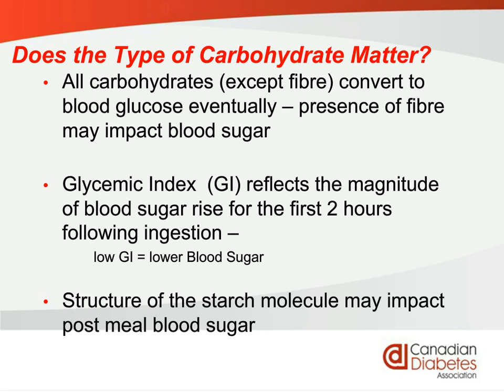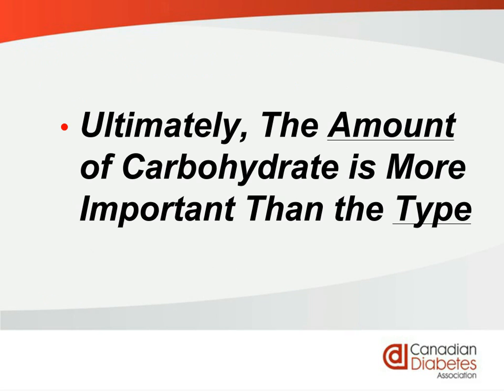Something with a low glycemic index is going to turn into sugar more slowly. So after 2 hours of eating something with a low glycemic index, there's only going to be a little bit of sugar in our blood. Something with a high glycemic index is going to turn into sugar really quickly, and after 2 hours there's going to be a big spike in our blood sugar. So certainly this is going to impact our post-meal blood sugar. But in the end, it really is the amount of carbohydrate that is most important, and that's why we're talking about carb counting today.